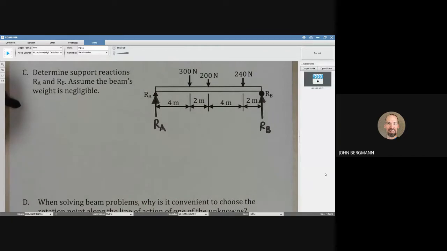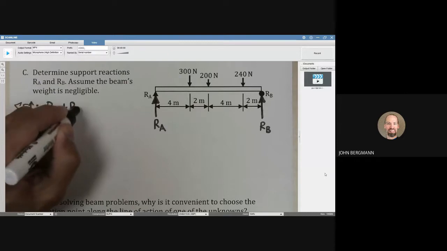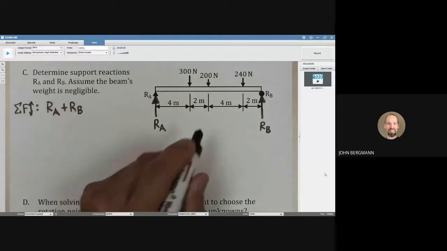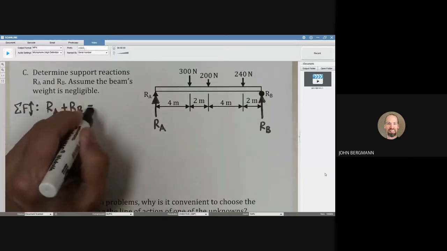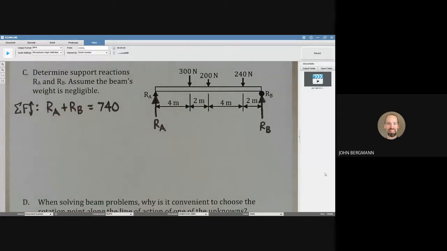So we're going to sum the forces up and down, and we've said that the ups have to equal the downs. The ups are RA and RB, according to our drawing, and the downs we could write out separately, 300 plus 200 plus 240, but it's the total that's important, and I think we can do that in our head. 740. So that's the first condition for static equilibrium. That's not enough, though, because we have two unknowns and we only have one equation. So we need to write another equation where we're going to sum the torques.